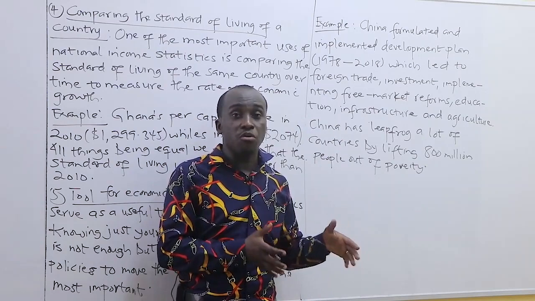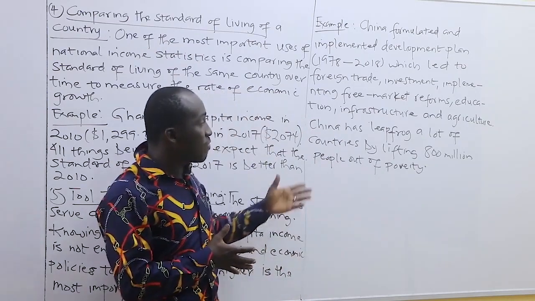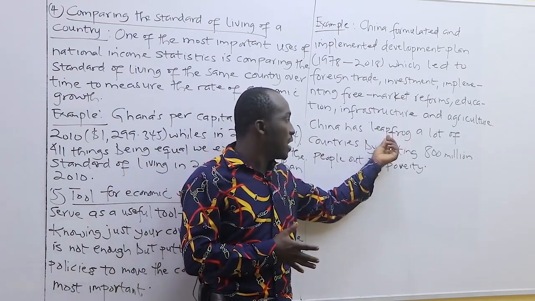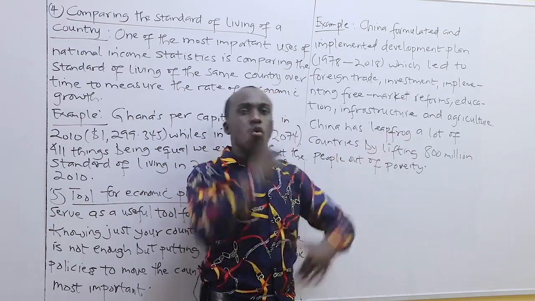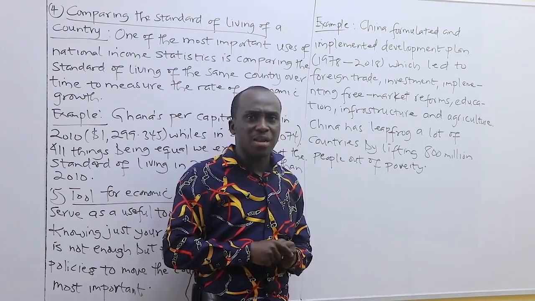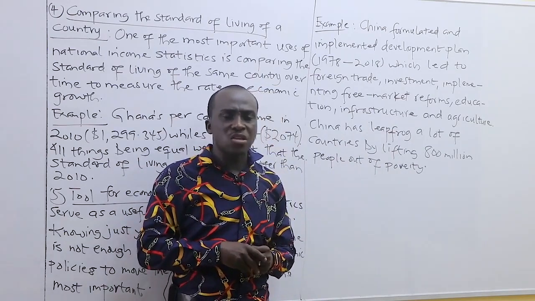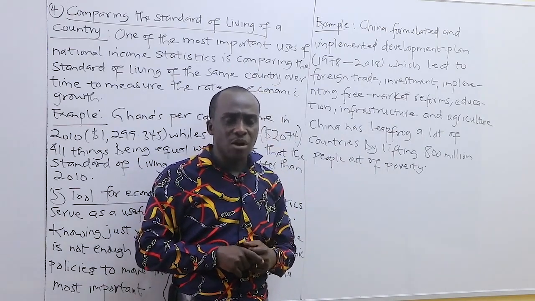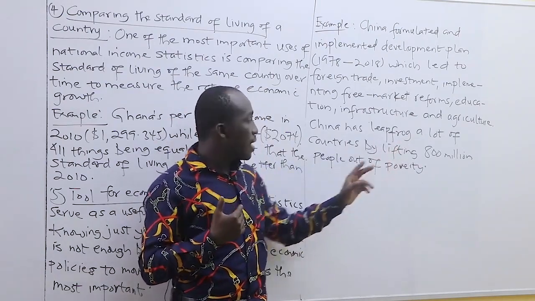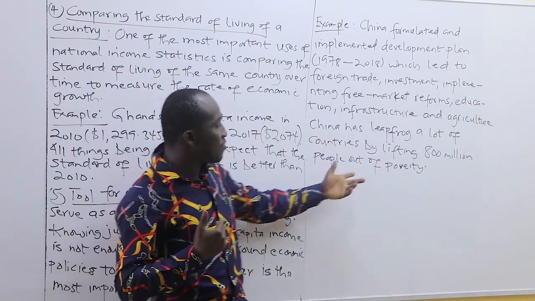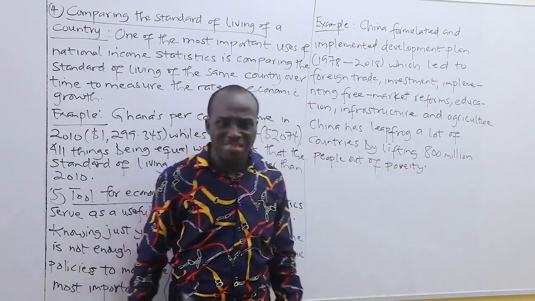Look at it, for a period of 40 years, China has leapfrogged. Leapfrogged means they are able to go ahead of other countries. Now China is better than countries like Ukraine, Russia, Turkey, countries that they were behind. China was behind them, and now they are able to leapfrog a lot of countries, by lifting about 800 million people out of poverty.